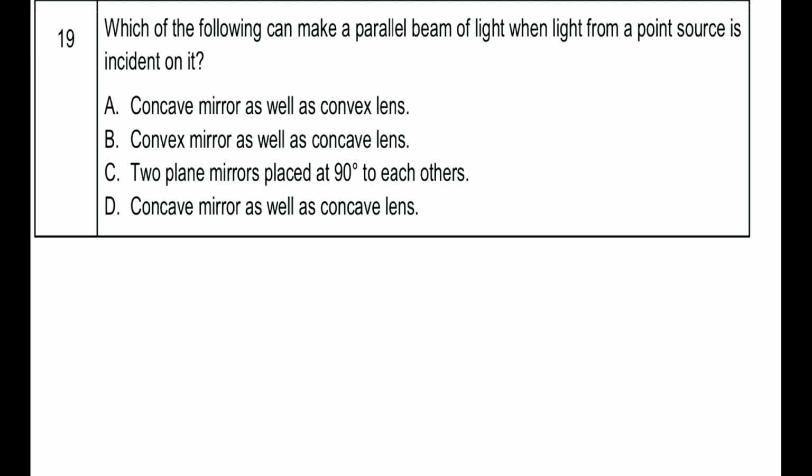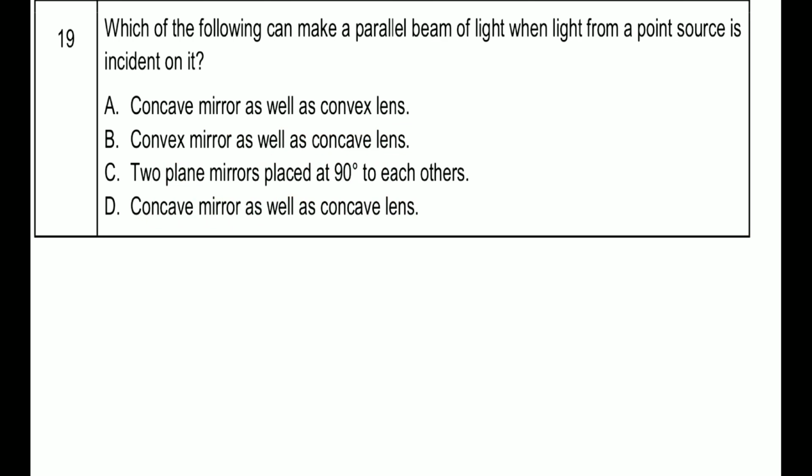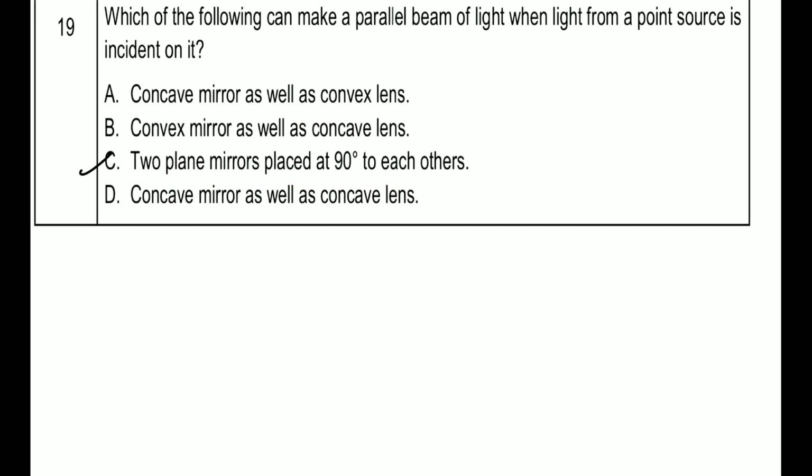Okay, so basically you have different options here. You have concave mirror as well as convex lens, then convex mirror as well as concave lens, two plane mirrors placed at 90 degrees to each other, and concave mirror as well as concave lens. Let's see all the possibilities one by one. Let's start with the plane mirror.